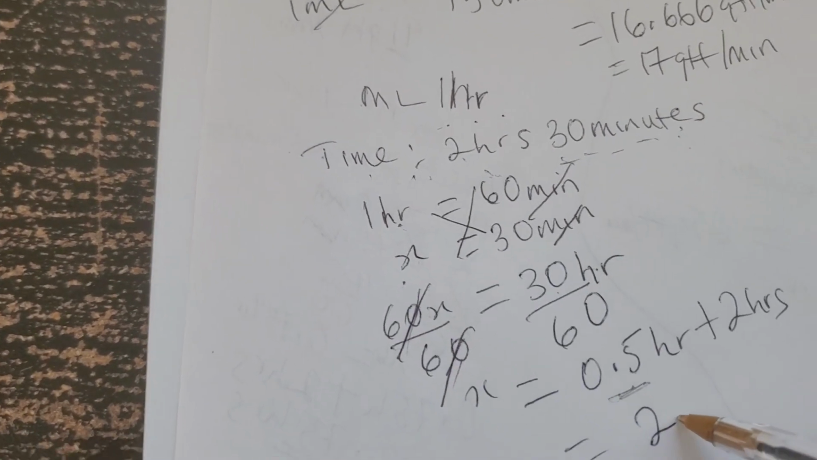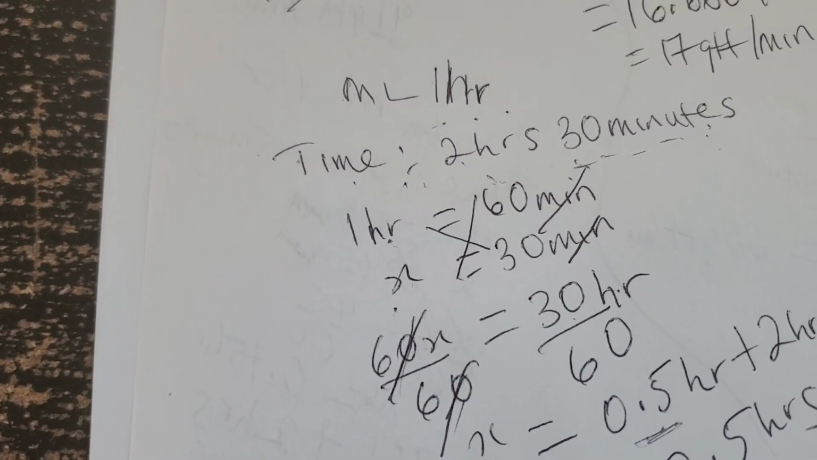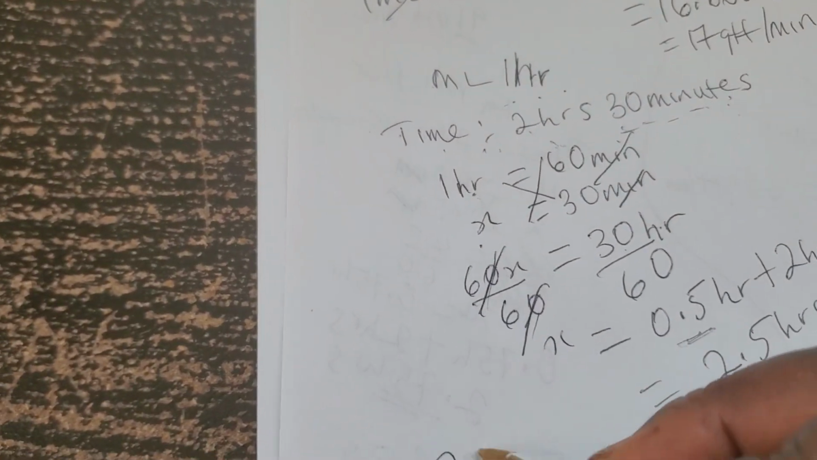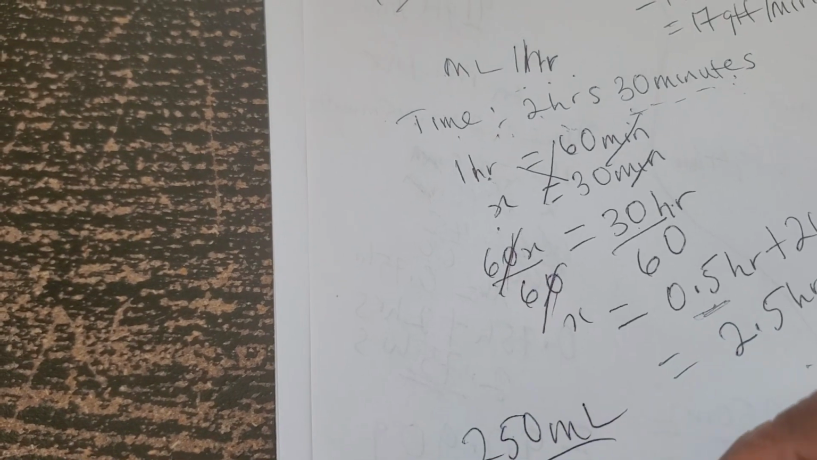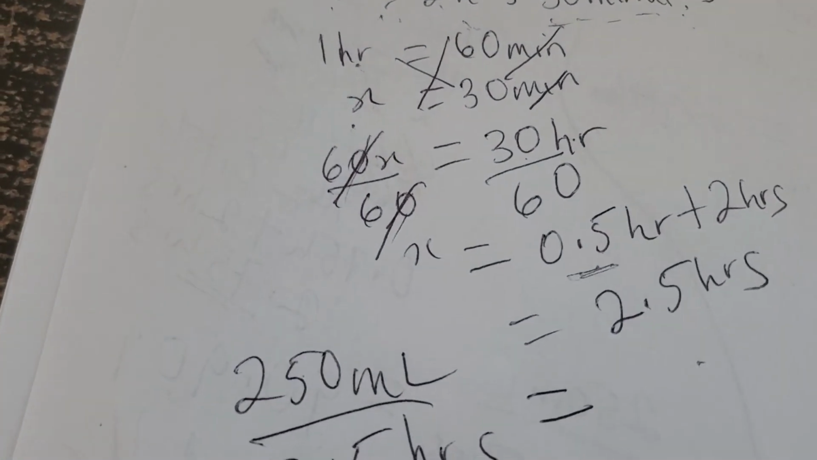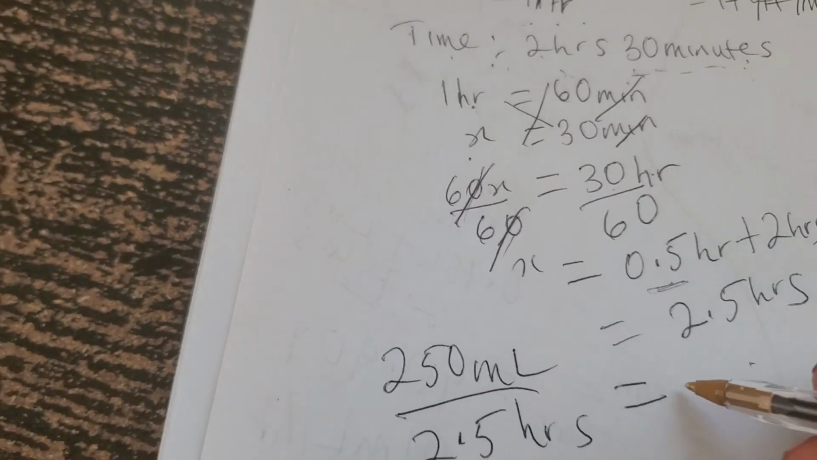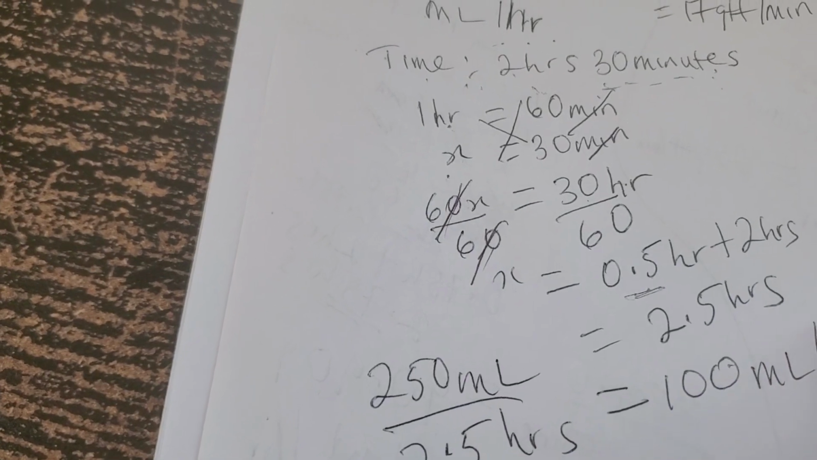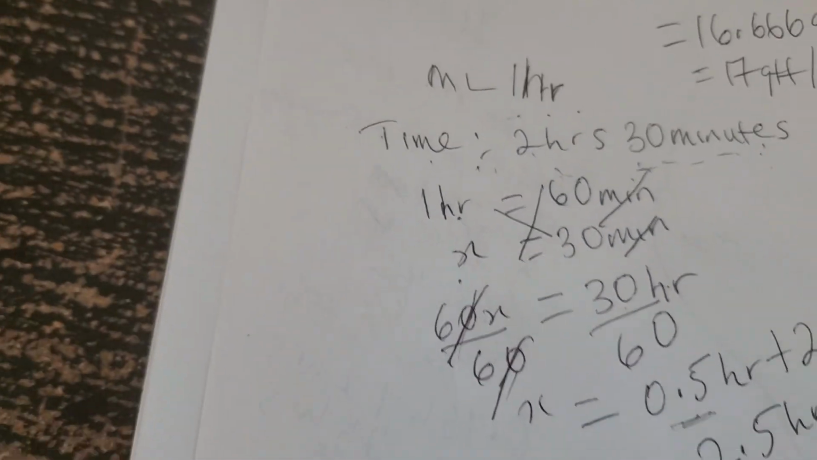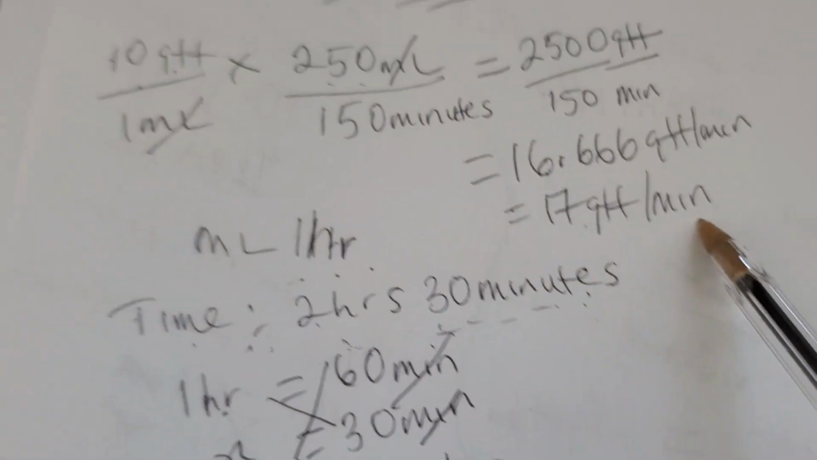gives us 2.5 hours. So 250 ml divided by 2.5 hours gives us 100 ml per hour. So the rate is 100 ml per hour. And if it goes into drop factor, then it's 17 drops per minute.